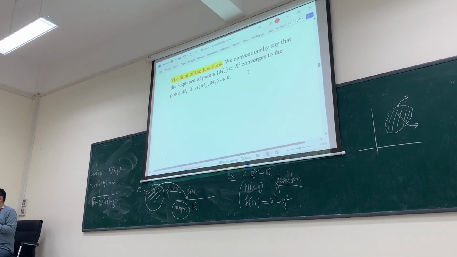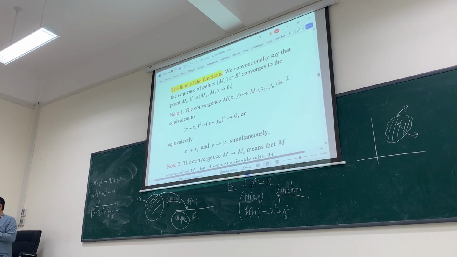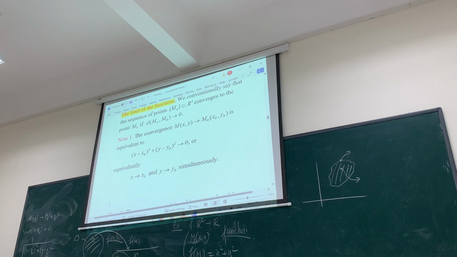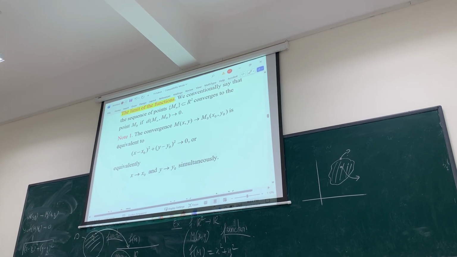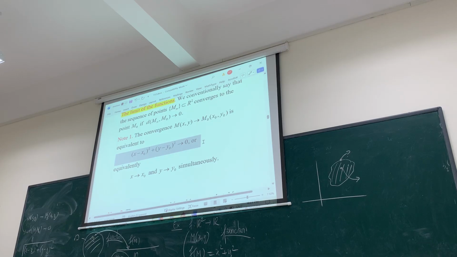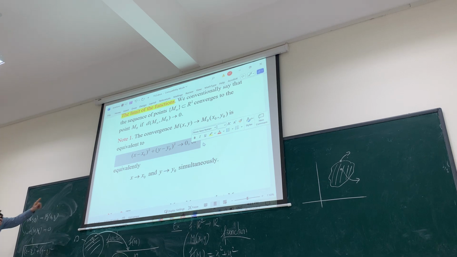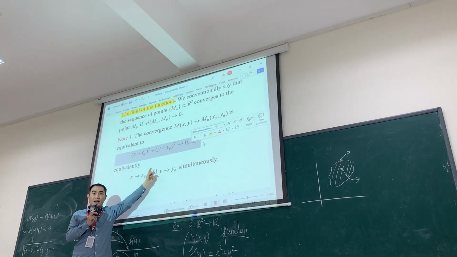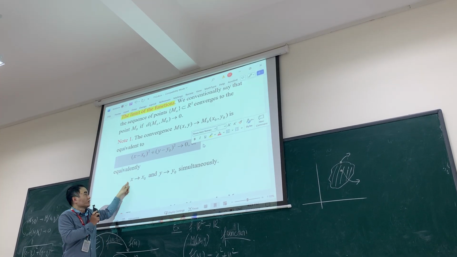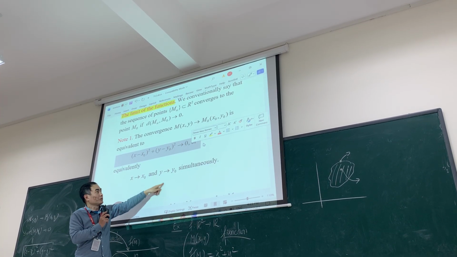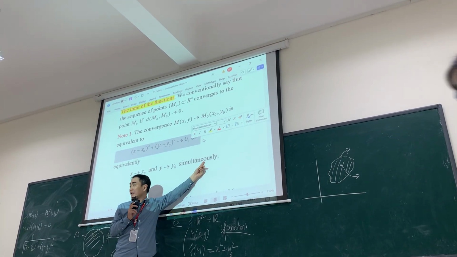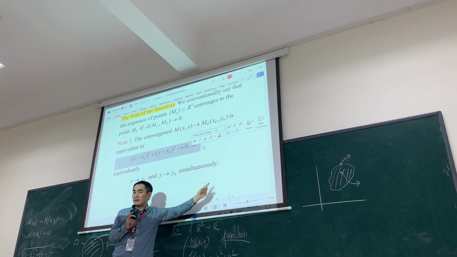So we have some notes for that. The condition (x, y) tends to (x0, y0) is equivalent to the two terms both tending to 0. Of course, you can see this means x tends to x0 and y tends to y0. Of course, the two limits tend simultaneously.